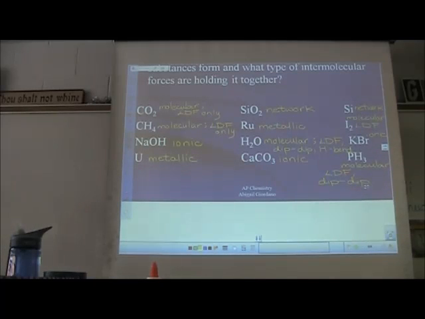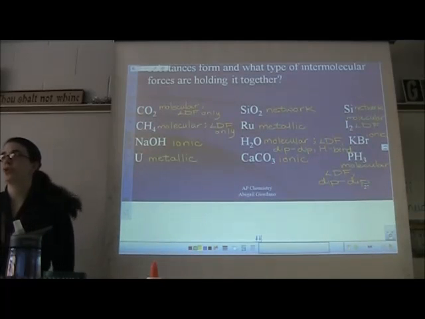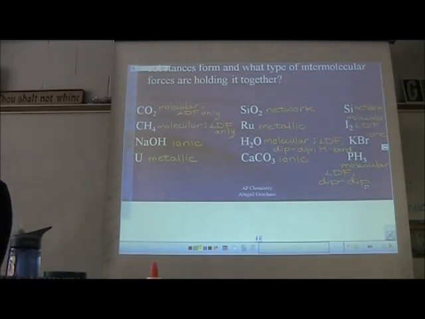Okay? So this is primarily going to be on multiple choice. You know, the following element is classified as what type of solid. Okay? Simple. So we are going to change gears here a little bit.